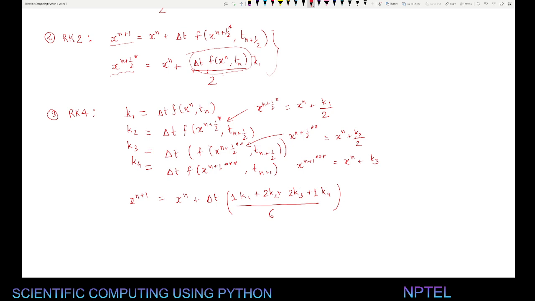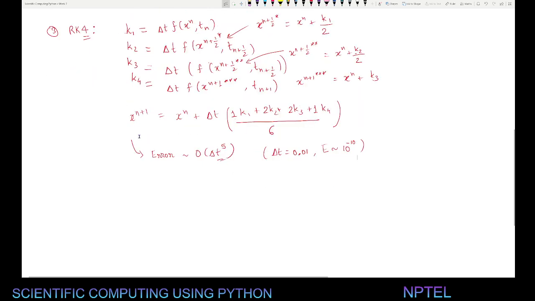Okay, so the best combination is this one, and if you calculate the error, it will be order of delta t to the power 5. Okay, it's a fourth order method, which means the error will be of the order of 5, which is very small, right? Let's say if delta t is 0.01, which is not very small, your error would be order of 10 to the power minus 10, correct?